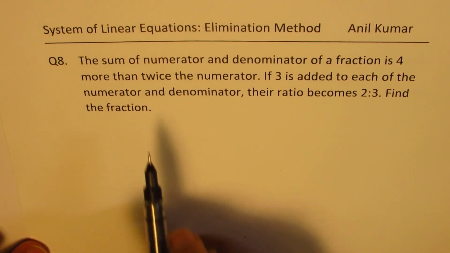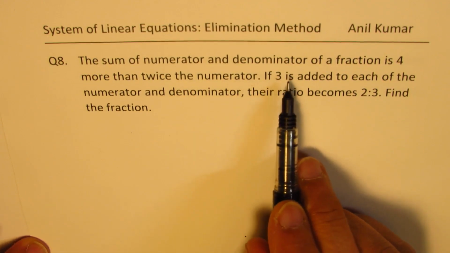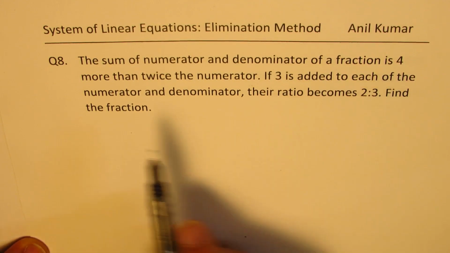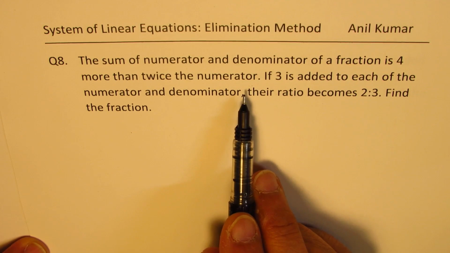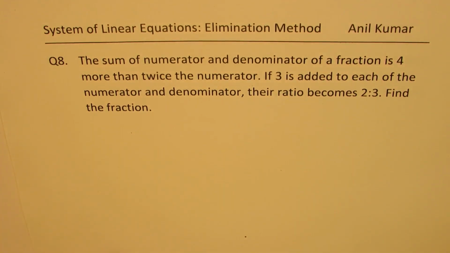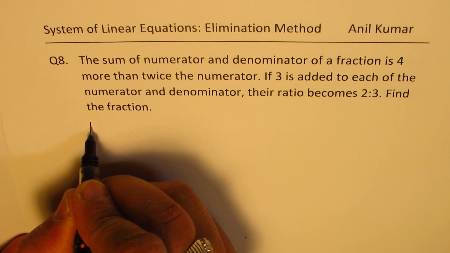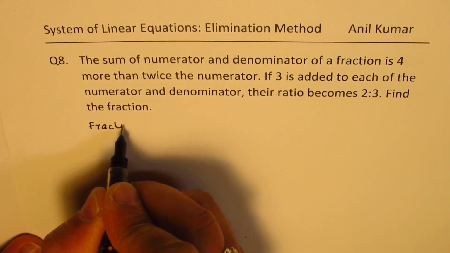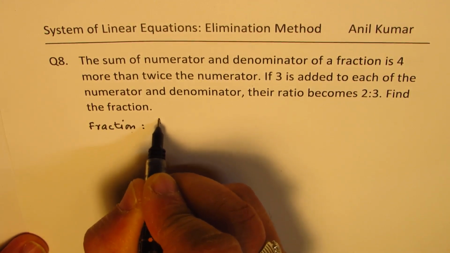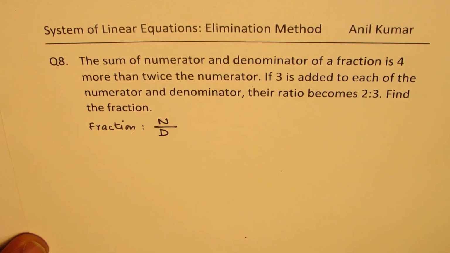Now let's take the next question. The sum of numerator and denominator of a fraction is 4 more than twice the numerator. If 3 is added to each of the numerator and denominator, their ratio becomes 2:3. Find the fraction. So let the fraction be what? Let's say numerator divided by denominator. Let's say n and d.